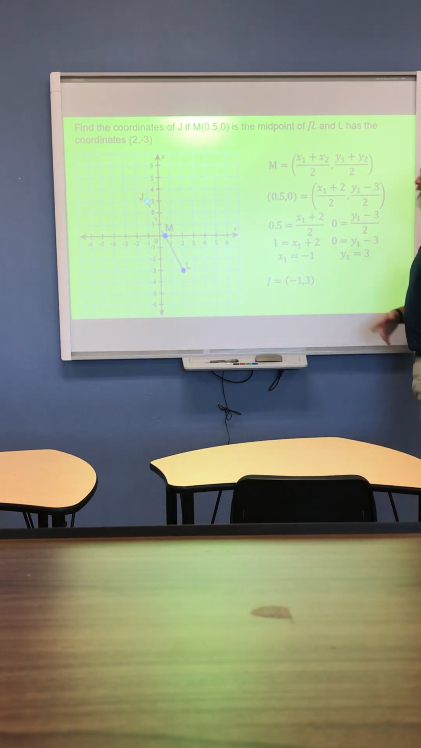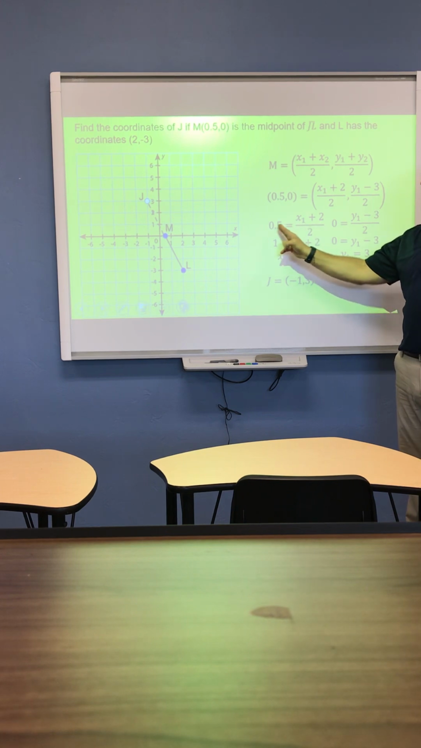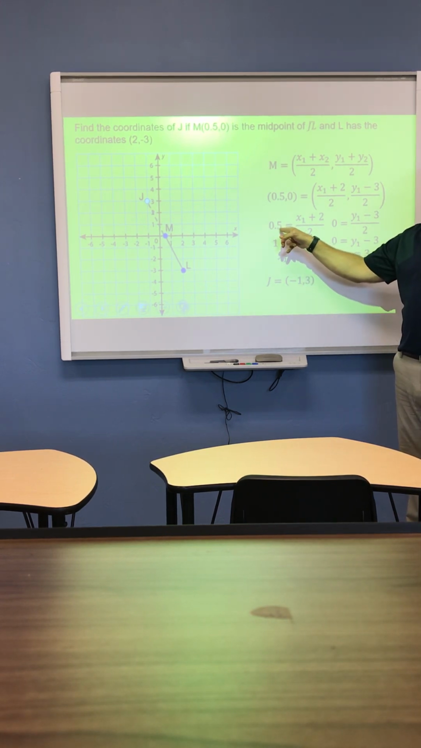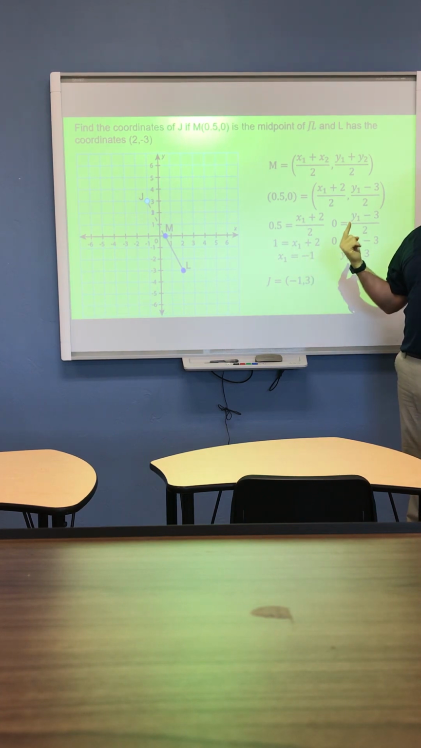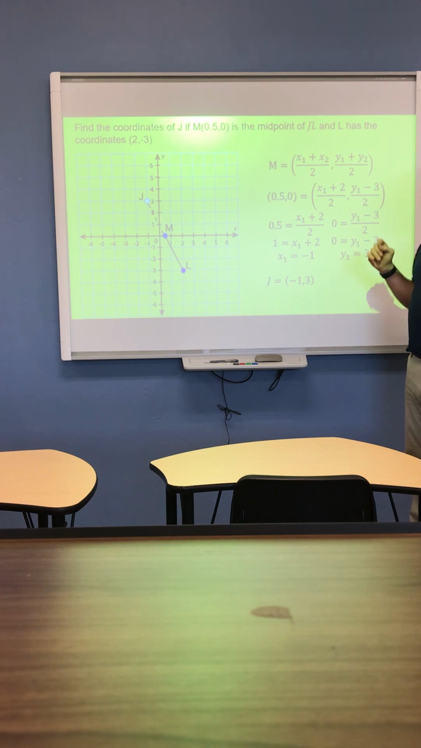All right, come over here. Let's make sure our algebra is okay. What am I multiplying both sides by? 2. What's 2 times 0.5? 1. That's like 2 times a half. What's 1/2 of 2? 1. Okay, how about over here? What am I multiplying both sides by? 2. What's 2 times 0? 0. And then y1 minus 3 over 2 times 2. The 2's cancel and you're left with this.